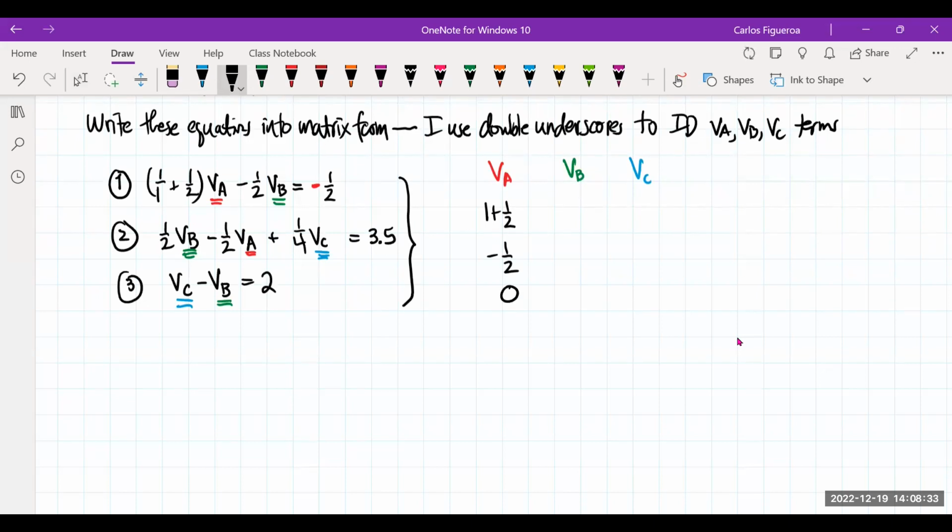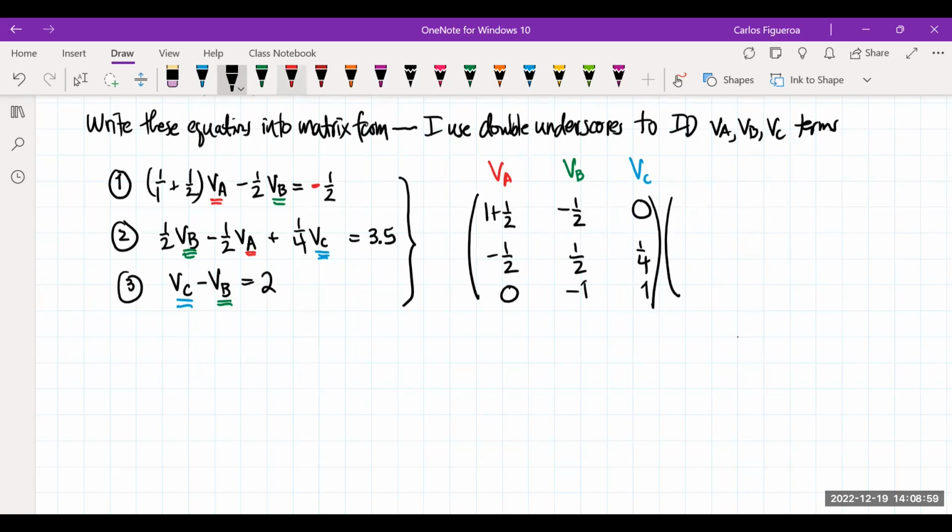Then I go to the green. You can see with the green, my first one gives me 1/2, my second one gives me plus 1/2, and my third equation gives me 1. And then if I look at the blues, you can see the blue has 0. In equation 2, I have 1/4. In equation 3, I get 1.